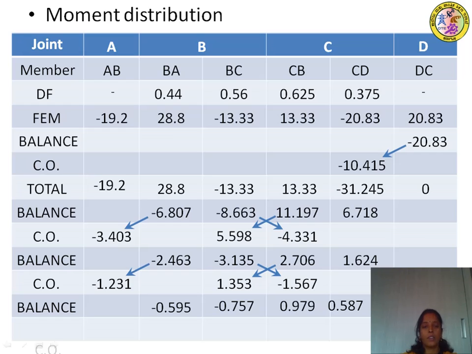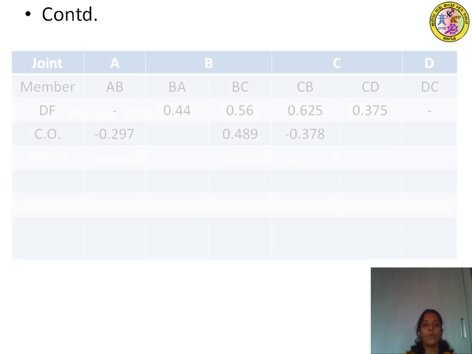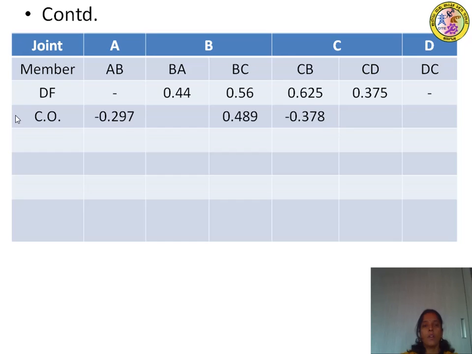Next step is carryover. Again, from BA to AB, half of minus 0.595 will be equal to minus 0.297, and from BC to CB, half of minus 0.757 will be equal to minus 0.378. Next, from CB to BC, half of 0.979 will be equal to 0.489. That is the carryover step. So, next we will continue.